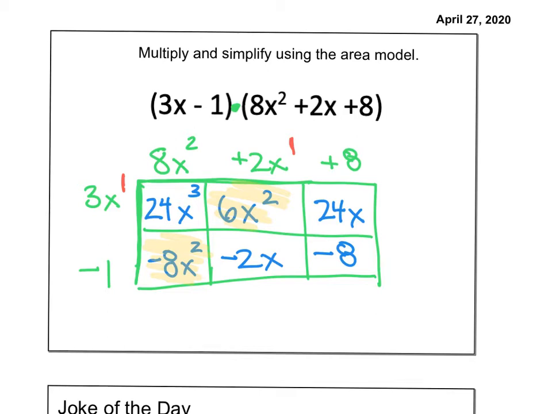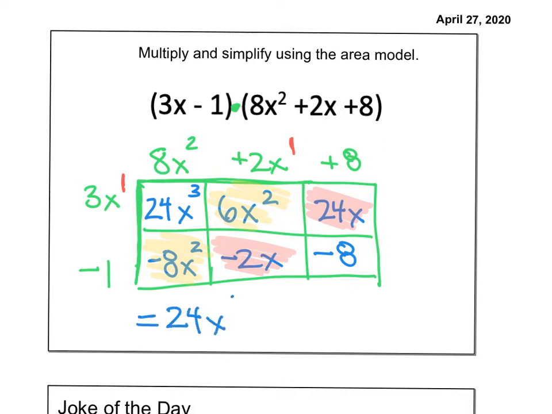Keep going. This 24, whoops. Oh, my pen just froze. There we go. My 24 has an x behind it, and so does this negative 2. So those are like terms we can combine as well. So to finish this up, we'll combine like terms and put everything in standard form.